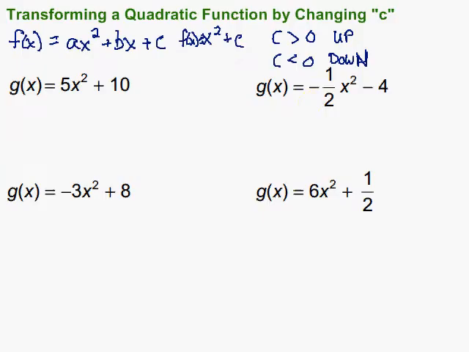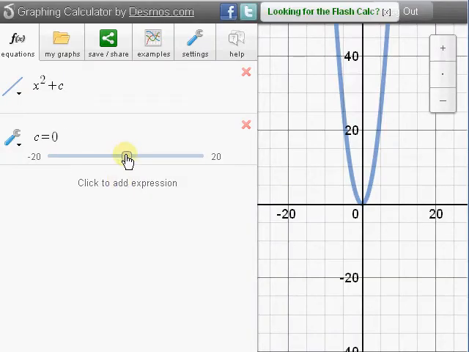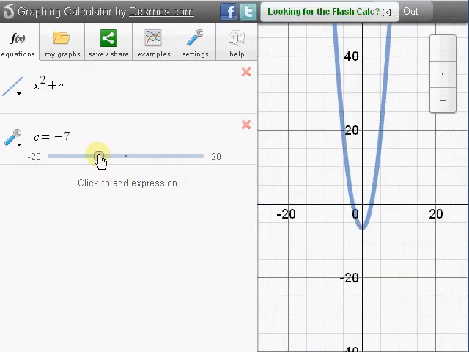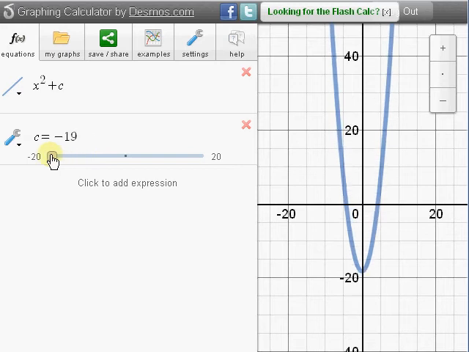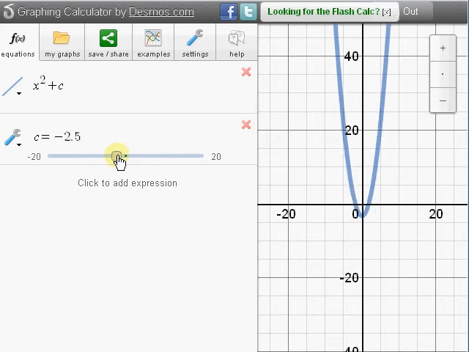Now, the other thing that we said was that if c is less than 0, the graph's going to move down. So let's try that. Oh, here we go, moving on down. And we notice the graph, the shape does not change. Merely the vertex is what's changing. So that's what happens when we have that c changing.